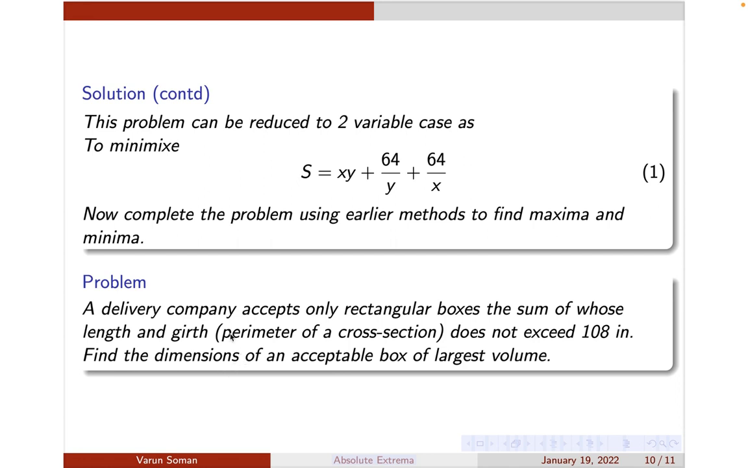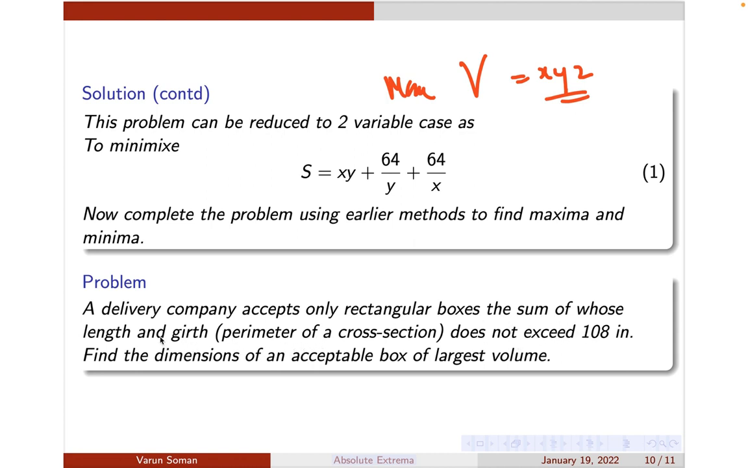So how will you formulate this problem? You have to maximize the volume here. For a rectangular box, the volume would simply be x, y, z. Now you have to maximize x, y, z. It's a 2 variable case, so you have to convert it into 2 variables by using the given constraint.